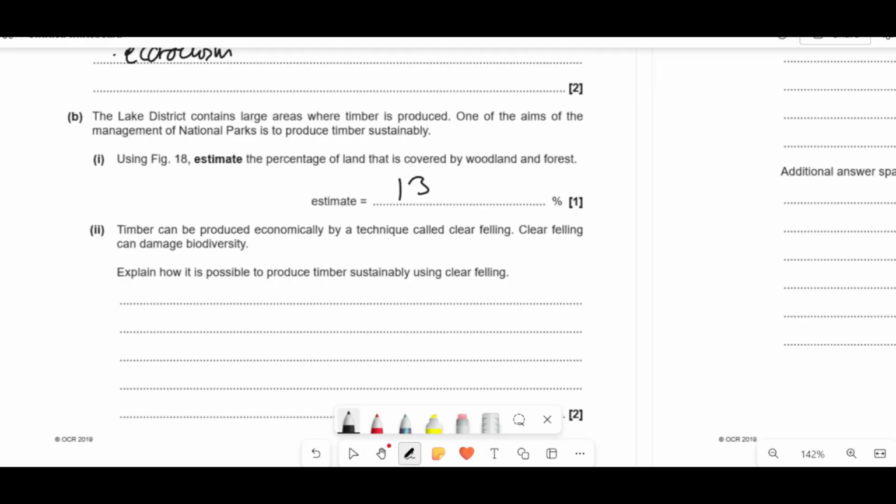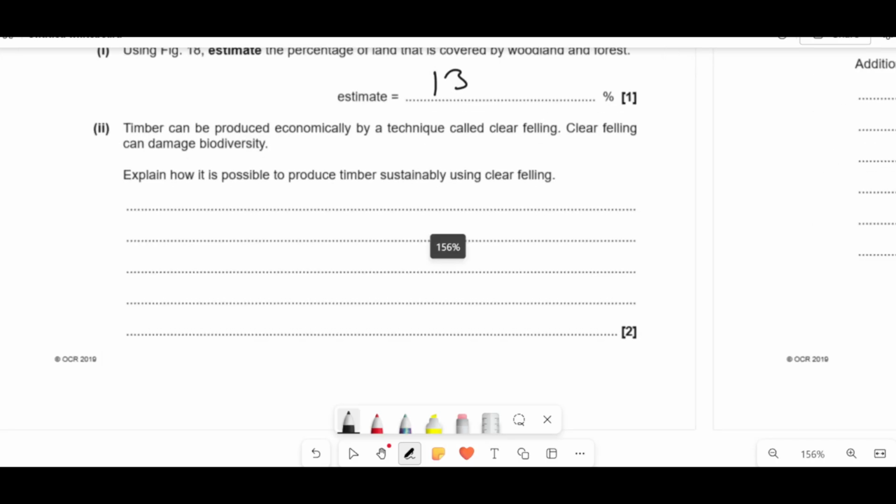Timber could be produced economically by a technique called clear felling. Clear felling can damage biodiversity. Explain how it's possible to produce timber sustainably using clear felling. So clear felling is where you're cutting down trees uniformly in an area of forest. Now here it's saying, how can you do this and still have sustainable timber production?